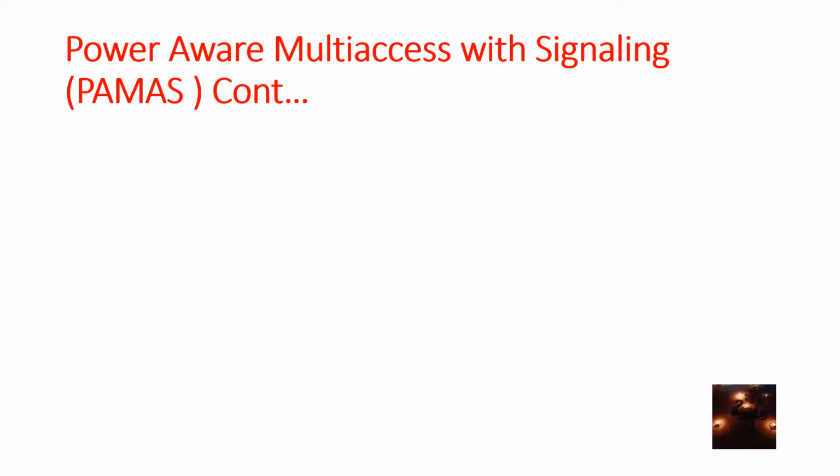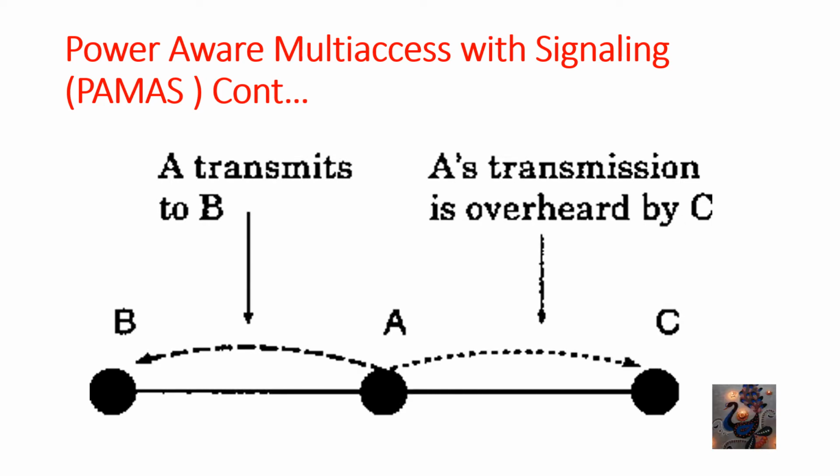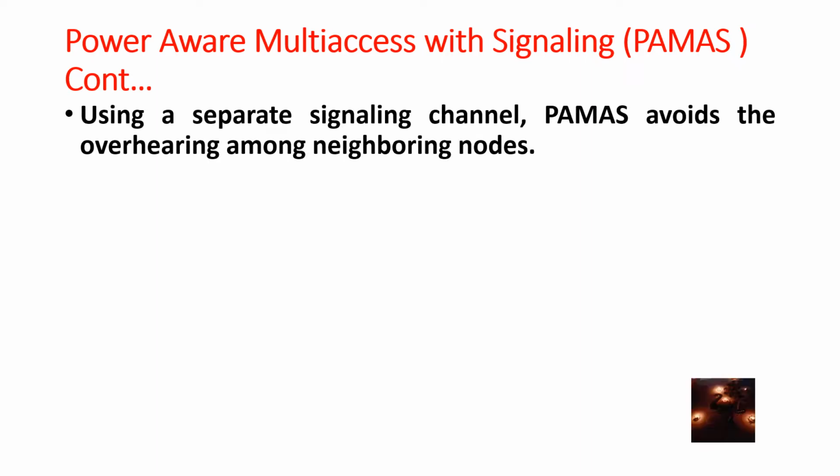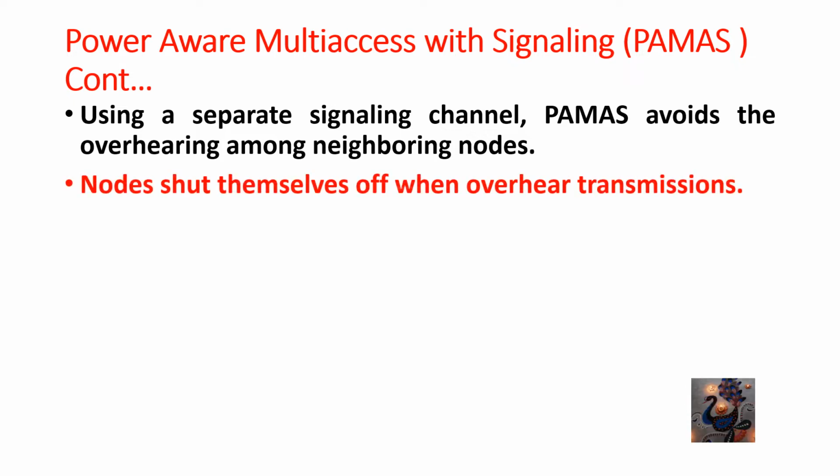Representation of power-aware multi-access with signaling. Here, in this diagram, the data is present in node A. Node A transmits its information to node B. A's transmission is overheard by node C. This is represented here. Using a separate signaling channel, PAMAS avoids the overhearing among neighboring nodes. Nodes shut themselves off when they overhear transmissions.